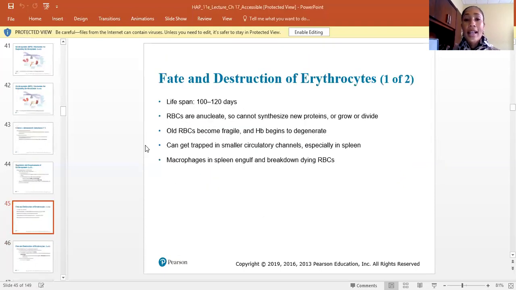Okay. Like I said before, erythrocytes are not going to divide themselves and go through a process of mitosis because they don't have a nucleus. So they only have a lifespan of about 100 to 120 days. Old red blood cells become fragile and hemoglobin begins to degrade. So when they reach about that 100 to 120 day mark, our body's going to recycle them. More specifically, our liver will recycle damaged and old red blood cells so that we don't have them circulating in our blood causing issues.